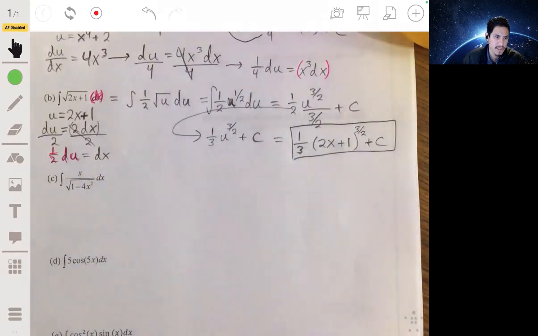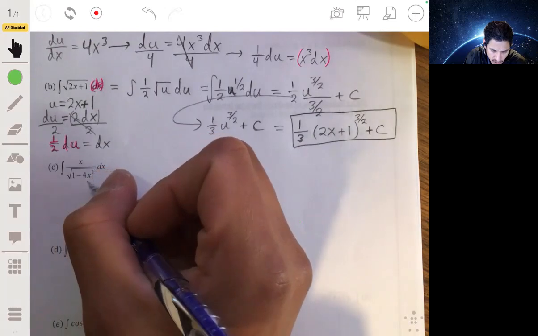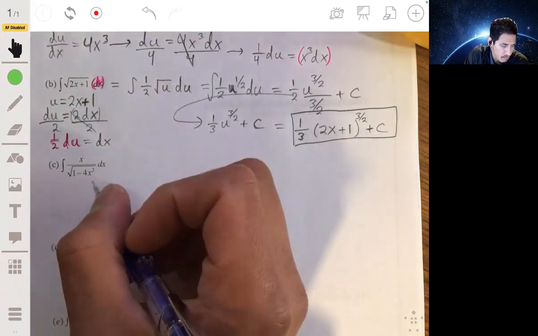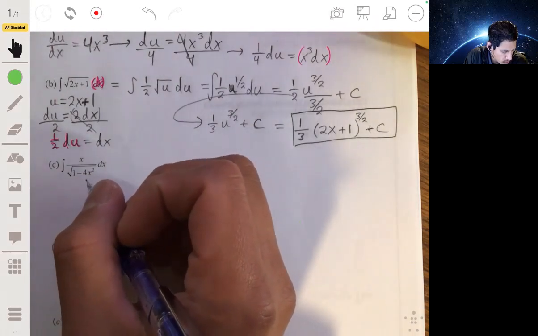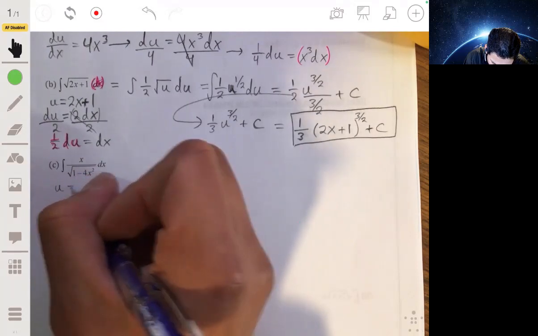All right, let's look at the next one. We've got the integral of x over the square root of 1 minus 4x squared dx. Okay, so we're stepping it up. So what we're going to do is make the u equal to 1 minus 4x squared.